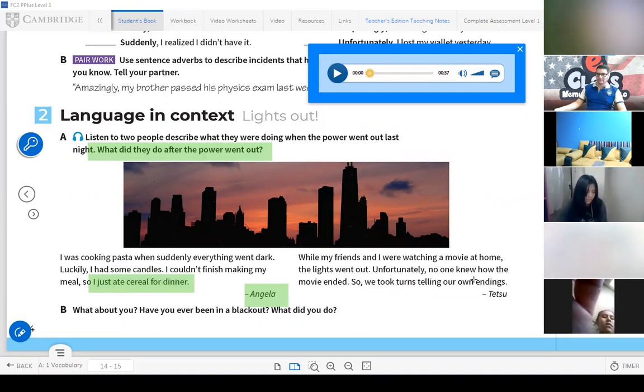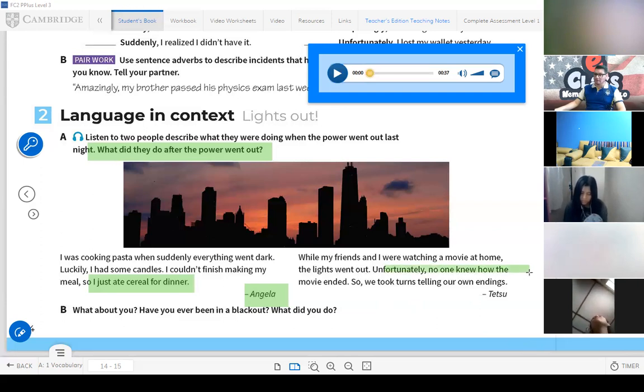Now, what about Tetsu? What did Tetsu do? Because Tetsu was watching a movie, right? Tetsu and his friends, okay? Tetsu and his friends were watching a movie. Ellos estuvieron viendo una movie. What did they do? What did Tetsu do? You have the answer too on this part, students. ¿Qué dice, no?